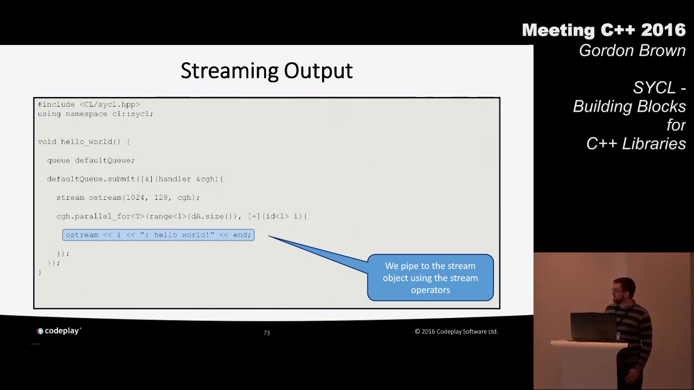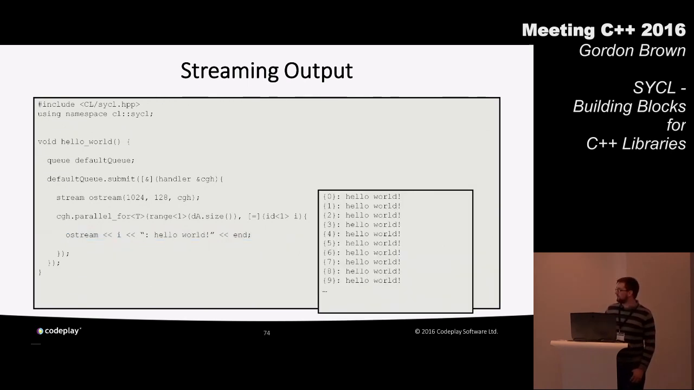The one nice thing about this is that in addition to basic types like strings and integers, it also allows you to stream types that are normally quite a bit of a pain to print out, things like vectors and IDs and ranges. It makes things a bit easier. And that's the output we get from that.